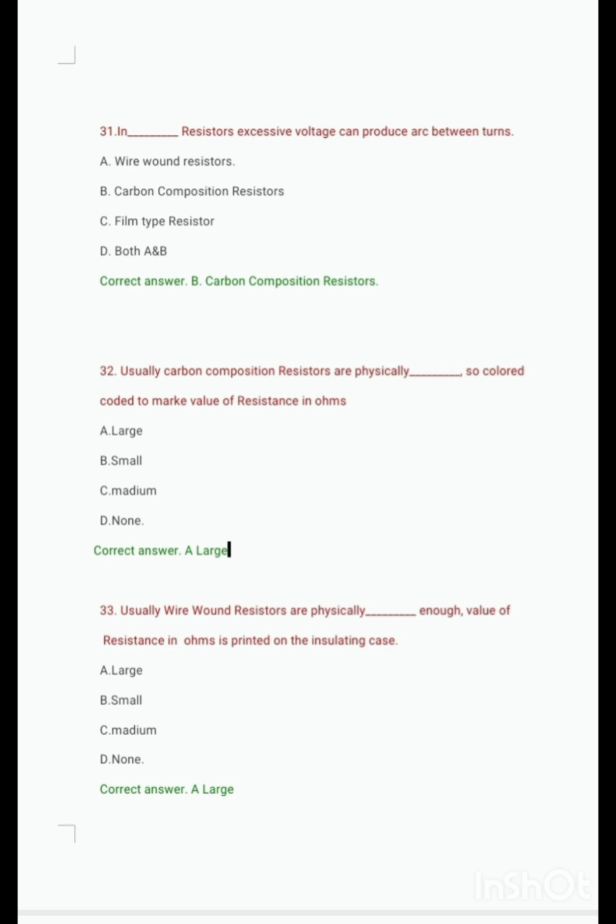32. Usually carbon composition resistors are physically small, so color-coded to mark the value of resistance in ohms. A. Large, B. Small, C. Medium, D. None. 33. Usually wire-wound resistors are physically large enough and the value of resistance in ohms is printed on the insulating case. A. Large, B. Small, C. Medium, D. None. Correct answer: A, large.